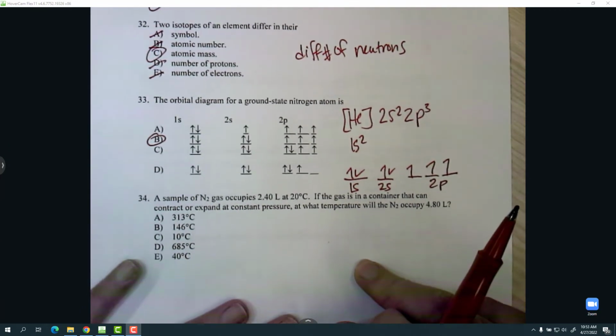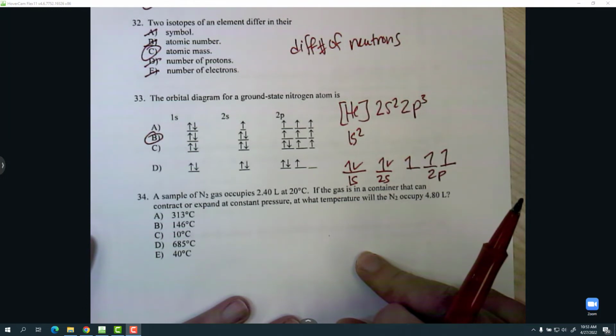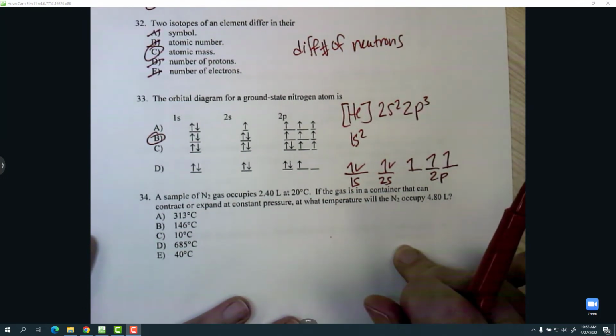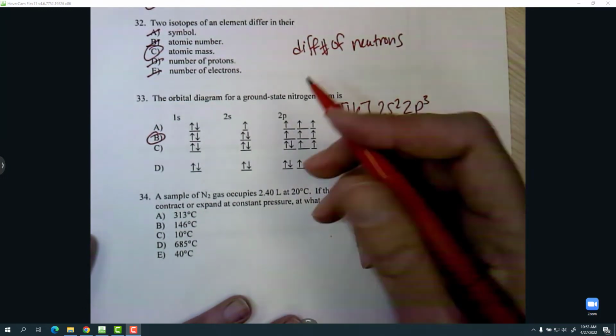Okay, a sample of nitrogen occupies 2.4 liters, 20. Okay, so we're looking for a change in volume and temperature.